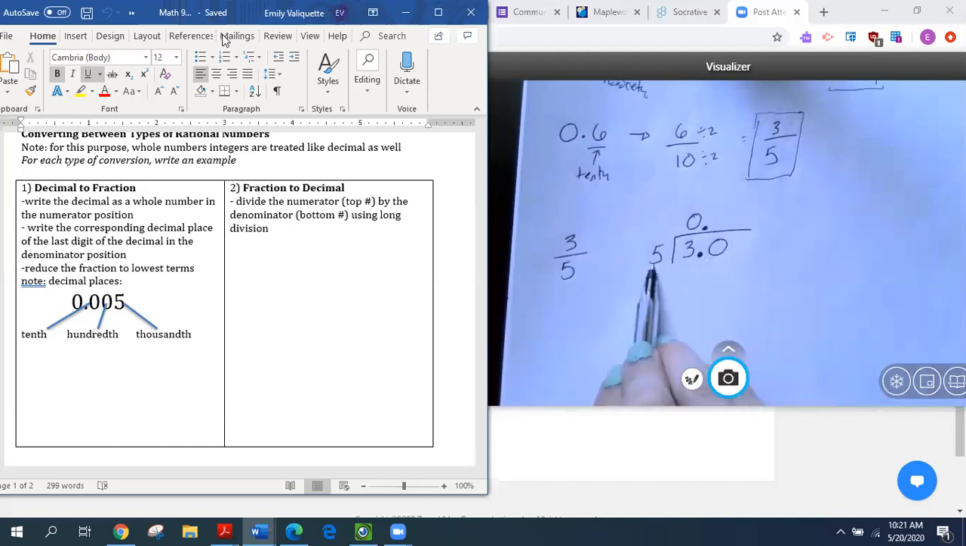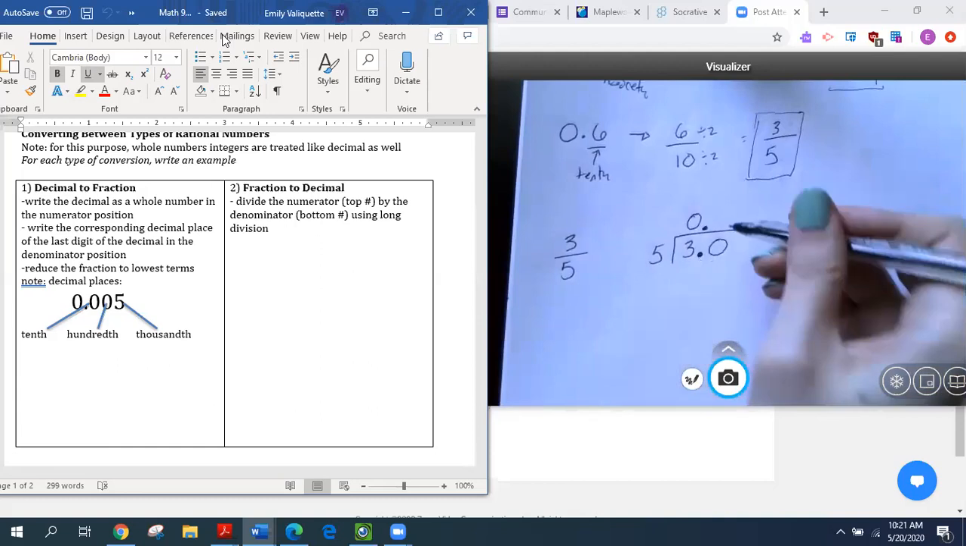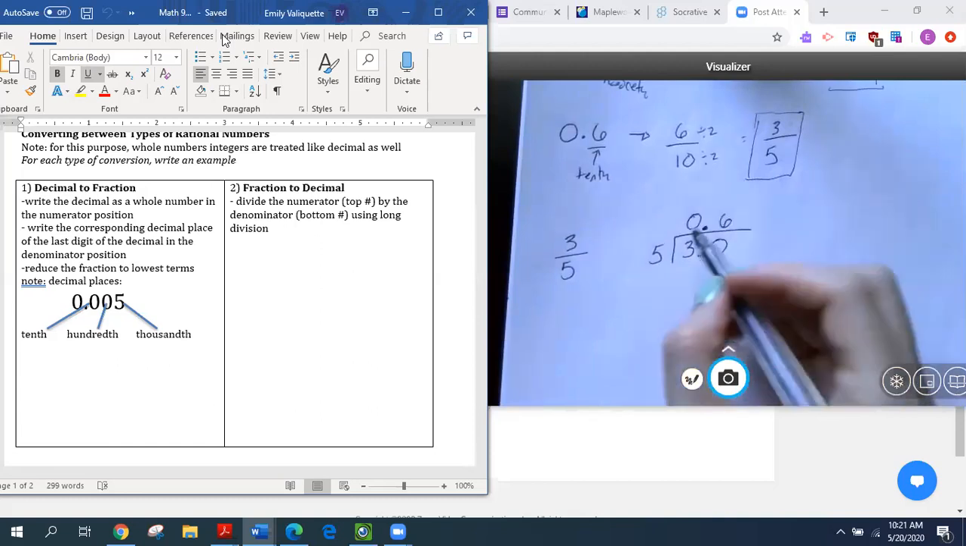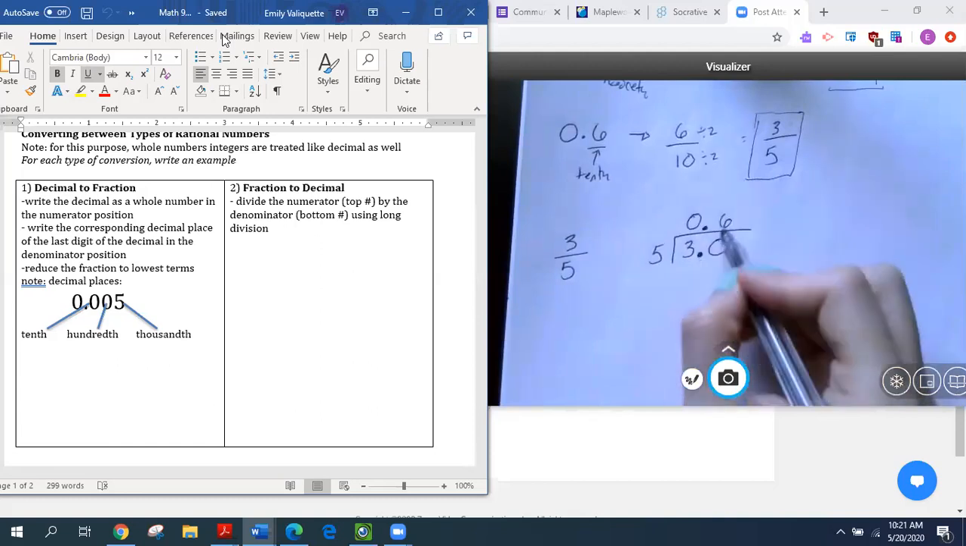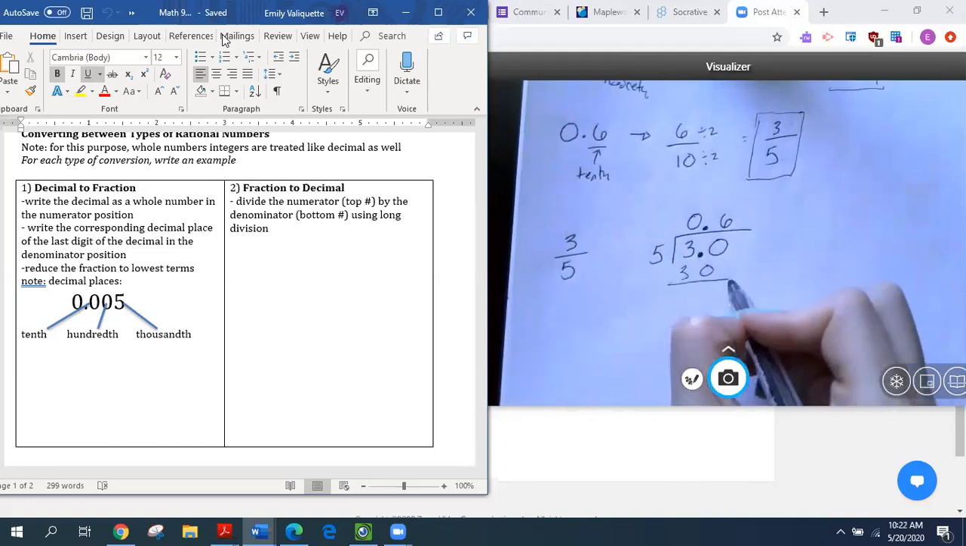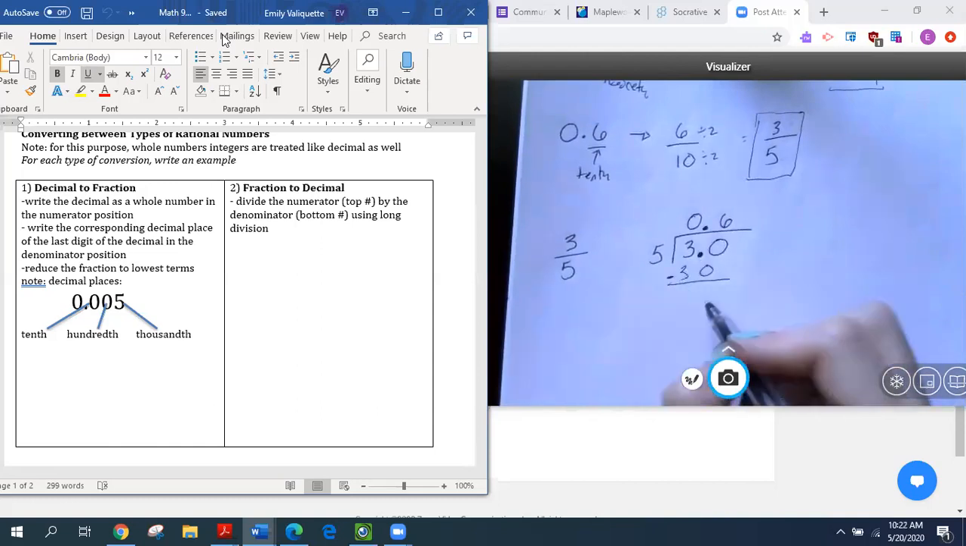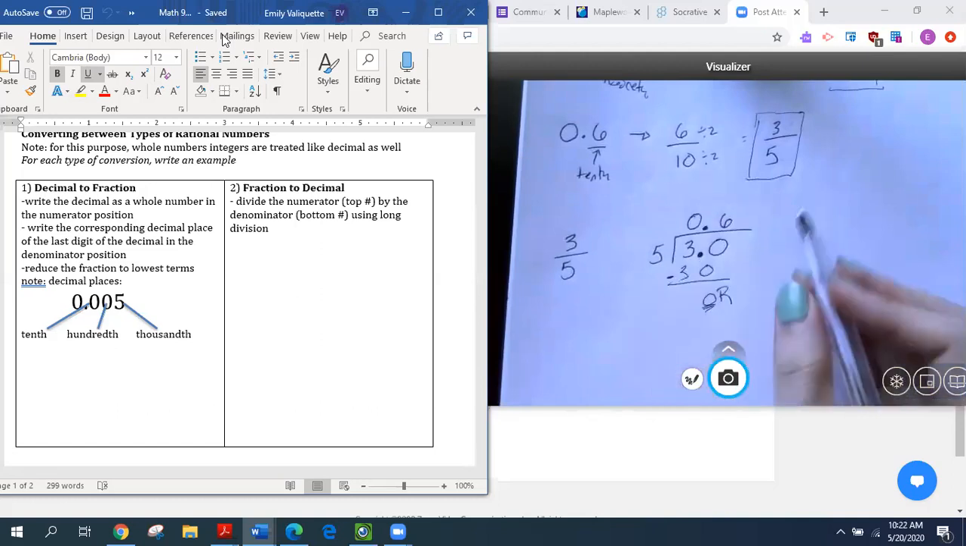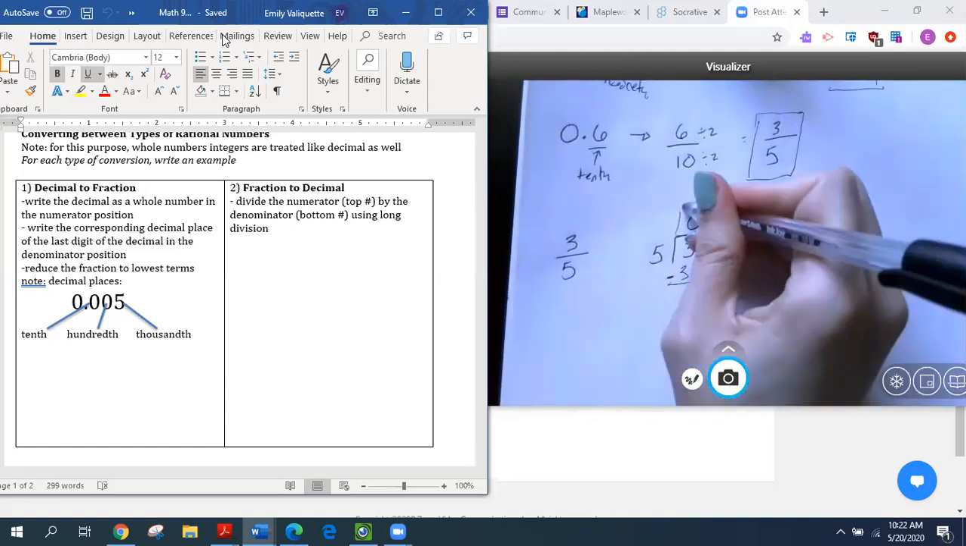Now I'm going to say, okay, how many times does 5 go into 30? And I'm going to ignore the fact that there's a decimal here. Well, 5 can go into 30 6 times. 5 times 6 is 30. And when I subtract those, there is 0 remaining. So my final answer is just 0.6.